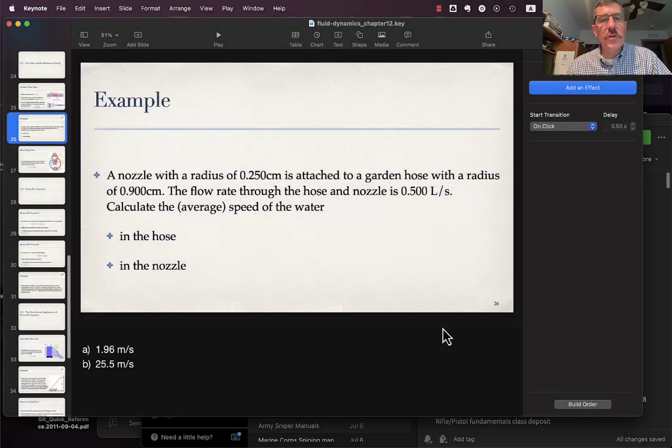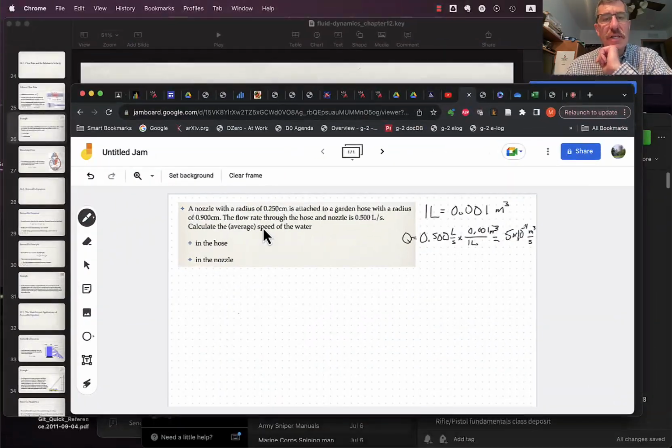Okay, so let's do a quick example and see how this works. So we have a nozzle with a radius of 0.25 centimeters attached to a garden hose with a radius of 0.9 centimeters. Flow rate through the hose and nozzle is 0.5 liters per second. Calculate the average speed of the water.